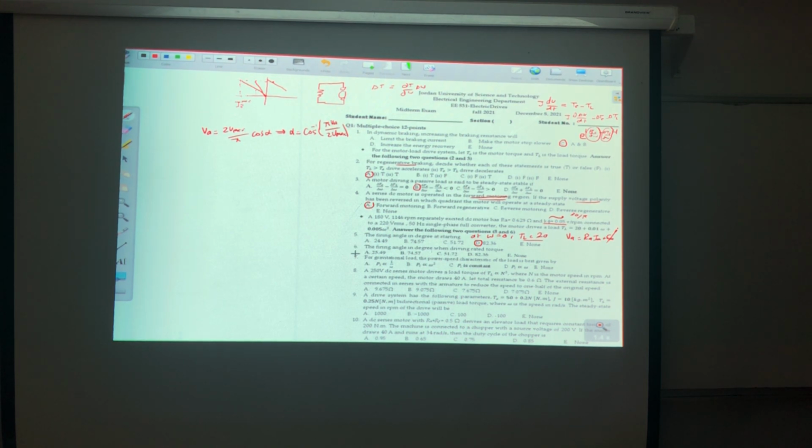Now, the firing angle in degrees when driving the rated torque. I can solve this in no time, by the way. I can take this one as a clue of the rated condition. And if I do so, it will be 24.6. So the answer will be what?